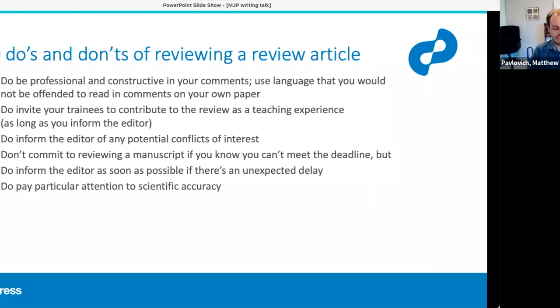Pay attention to accuracy. I didn't talk about this before, but the reason that we're sending things out for peer review in the first place is because I'm not an expert on every single scientific topic in my journal. So I need your expertise, you being the reviewer, to make sure that we got the concepts right, make sure that we're citing the right papers, those sorts of things. That's really your most important task.